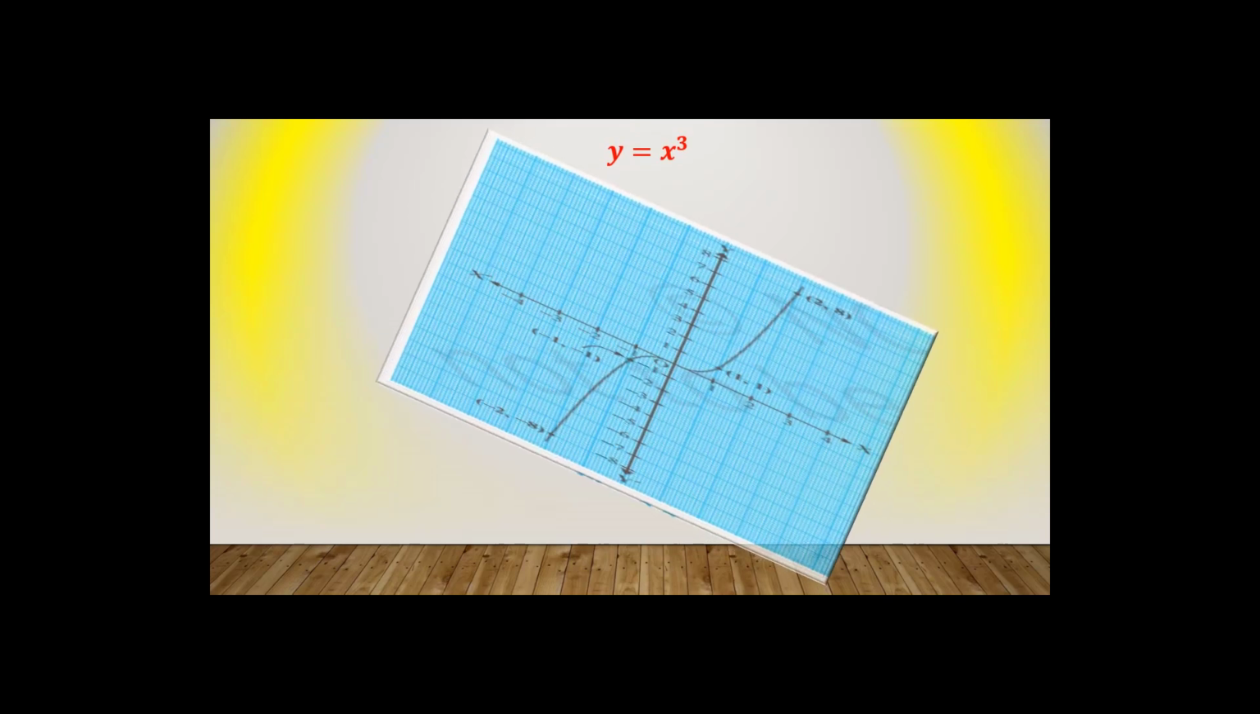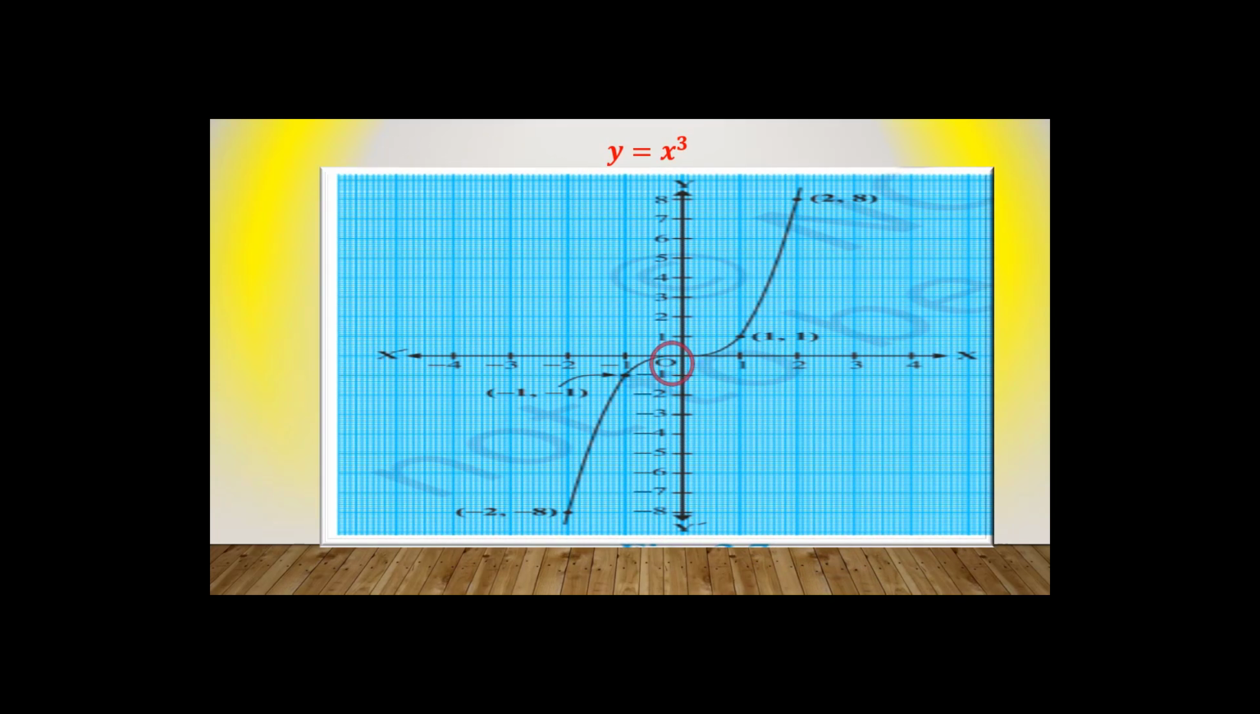Let's look at how the graph of y equals x cubed looks. Here it is. It intersects the x-axis at only one point, and that point is the origin (0, 0). So it has only 1 zero, which is the x-coordinate of that point, which is 0. So the zero of this polynomial is 0. How many zeros are there? Only 1 zero. Why? Because it intersects the x-axis at only one point.